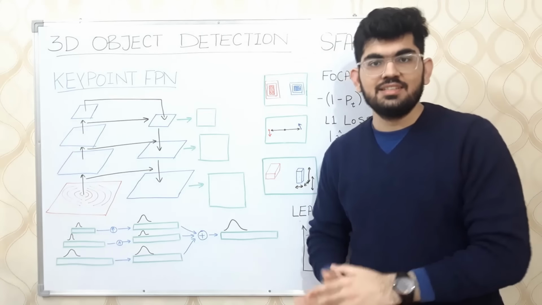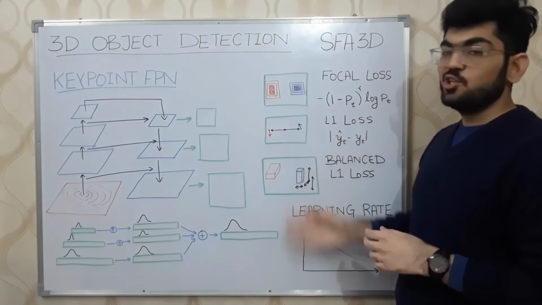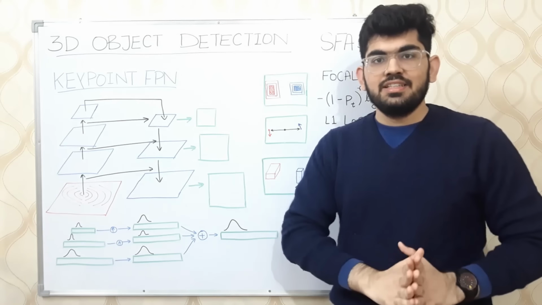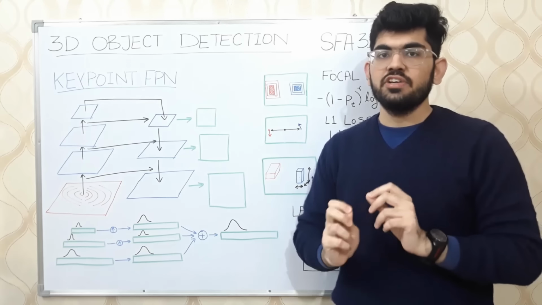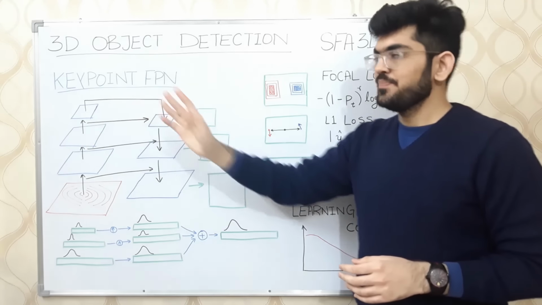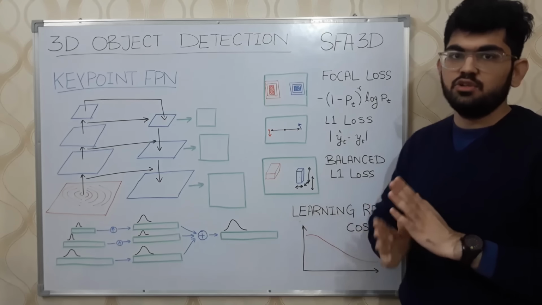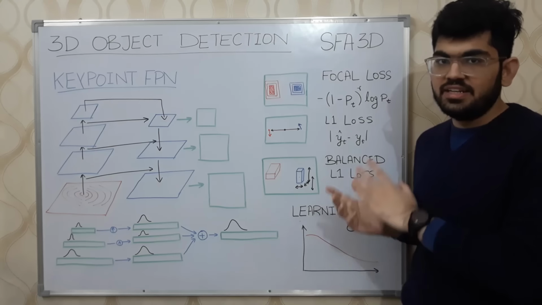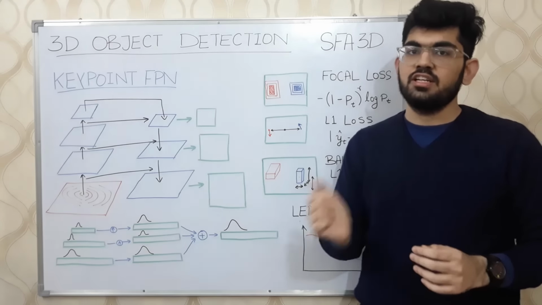So now we have discussed the input as well as the list of outputs that SFA 3D provides us. Now SFA 3D mainly consists of 3 components, which are the keypoint FPN, the different losses that we're going to use for this network, and the learning rate scheduling technique that we employ for the training.